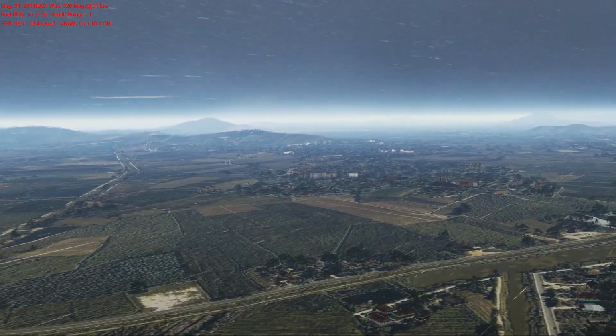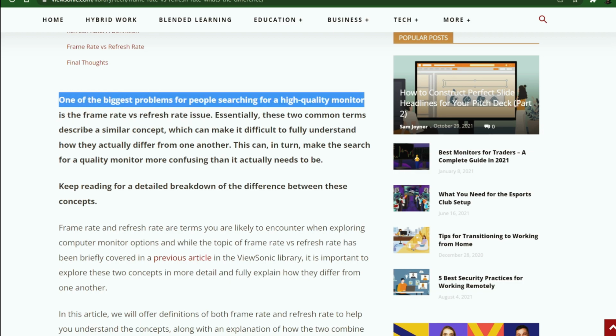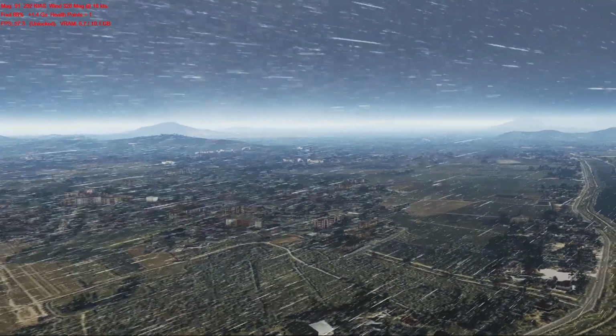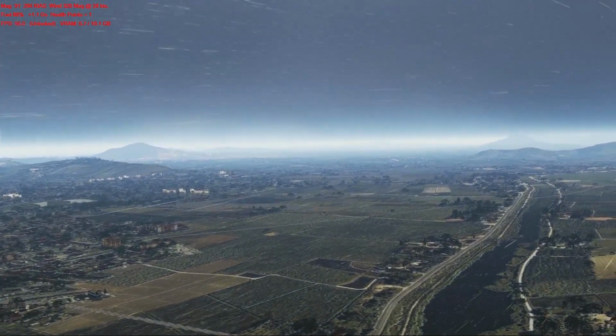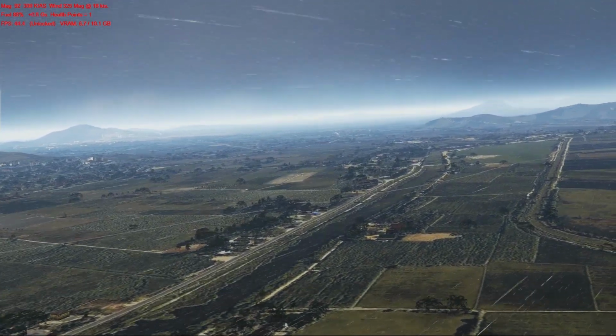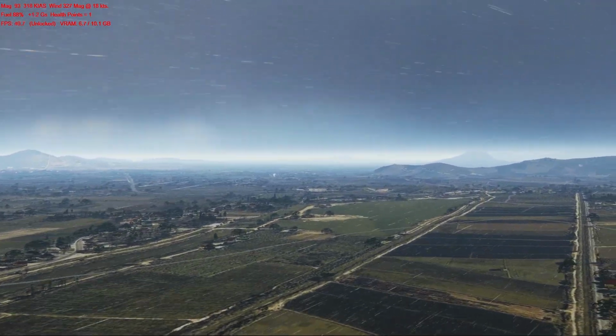Don't go to websites like this, typing in what is refresh rate, because it says here, one of the biggest problems for people searching for a high quality monitor. That right there is sales speak. They're trying to set up a problem for their customers that they're going to answer with G-Sync. This is honestly a giant sales article. So you've got to be careful. If you ask a question and the answer is this is what your problem is, they're trying to sell you something. You don't need to be sold anything.